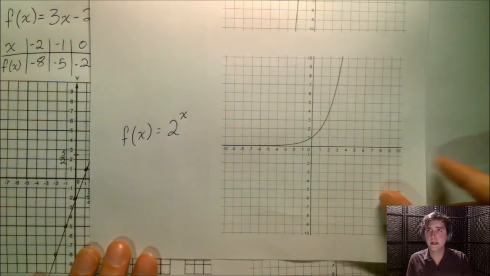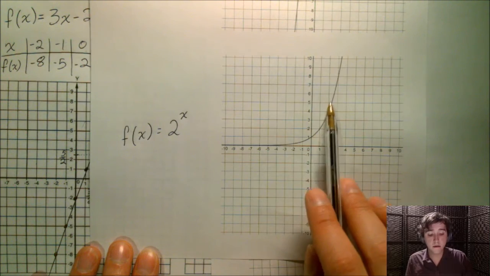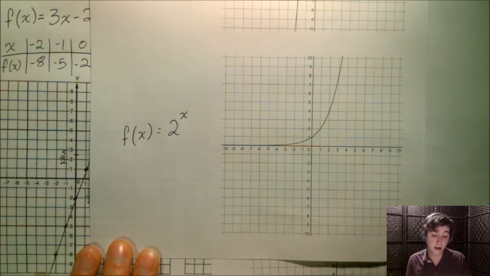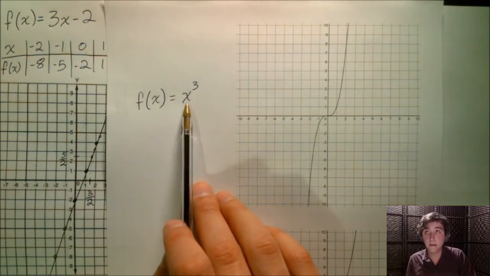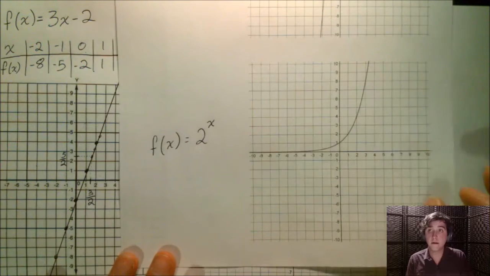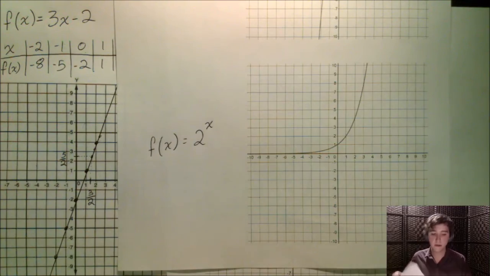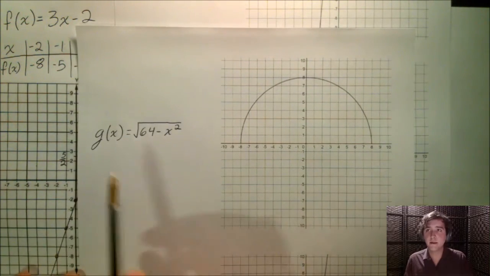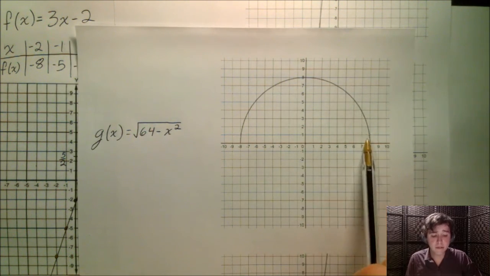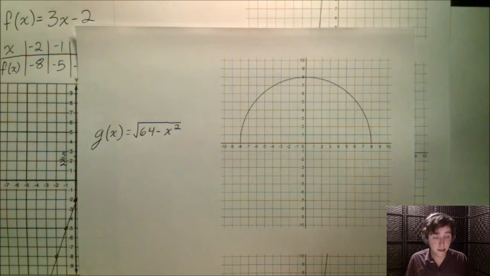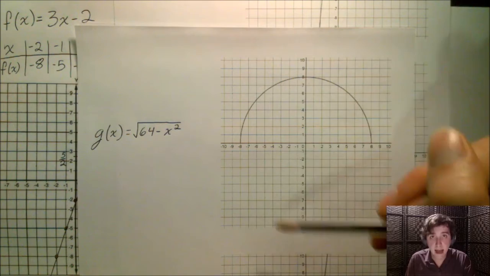Here's another function. This one is 2 to the power of x. So this time the inputs are the exponent. Okay, so instead of the input being the base to some exponent, here the input is actually the exponent. Okay. Here's one that's a little bit more complicated, but it has a really interesting graph. It looks like the top half of a circle. And in fact, it is the top half of a circle. If you had the bottom half of this as well, it would be an exact perfect circle.